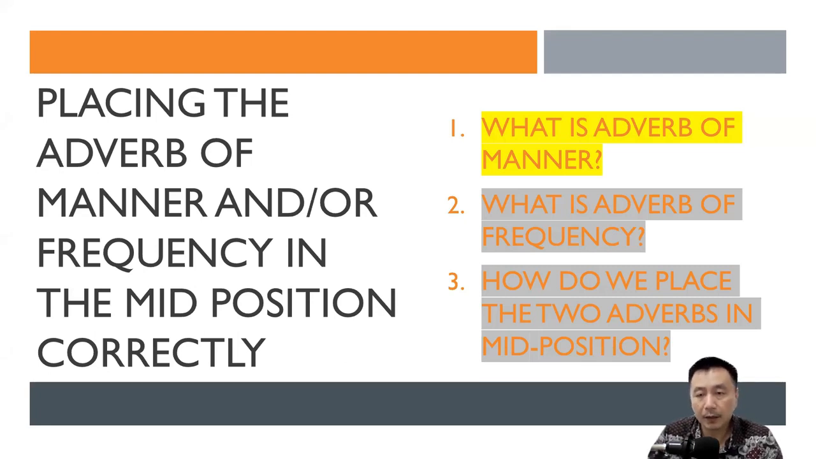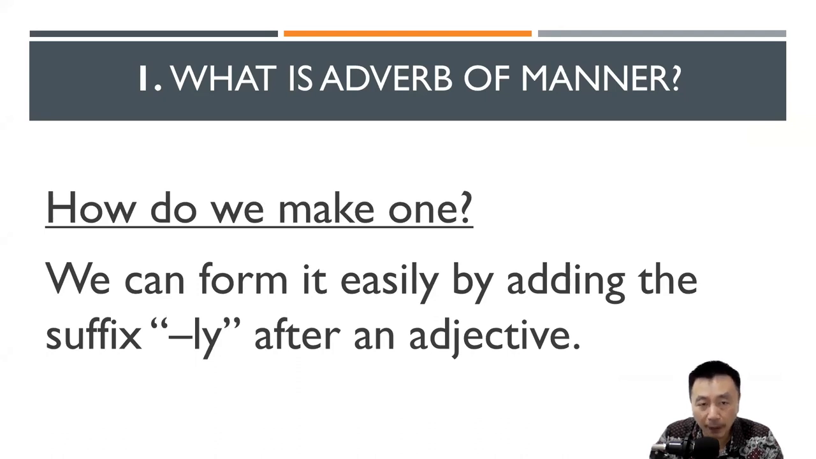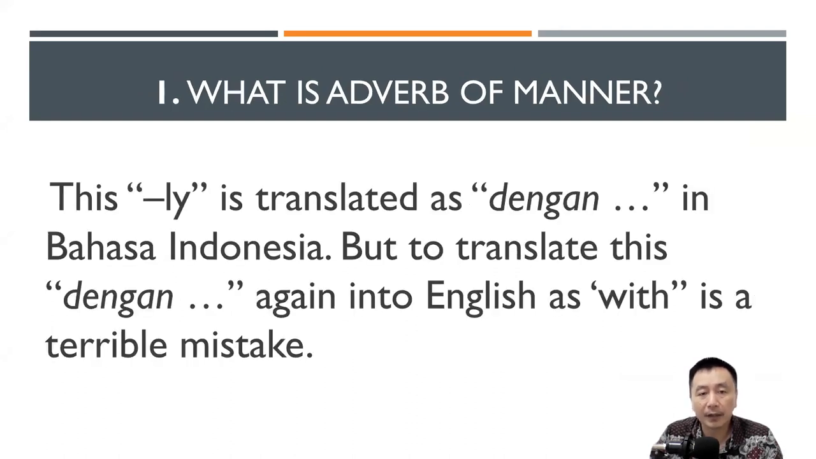Okay, so as I've mentioned before, there will be 3 videos in this series, okay? And in this video, I'm going to address the first question, that is, what is adverb of manner? Adverb of manner is an adverb that further explains a verb or how something is done. Now, how do we make one? We can form it easily by adding the suffix "-ly" after an adjective. And this "-ly" is translated as dengan in bahasa Indonesia.